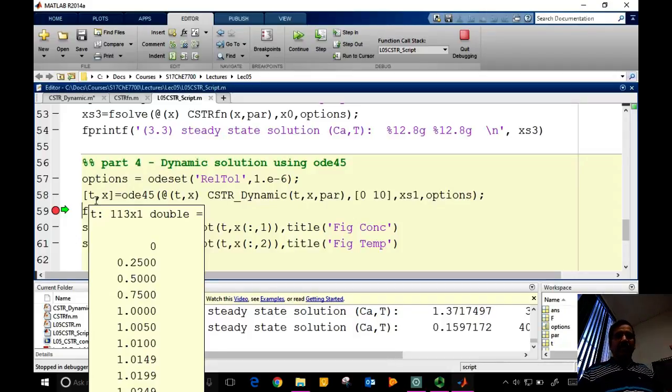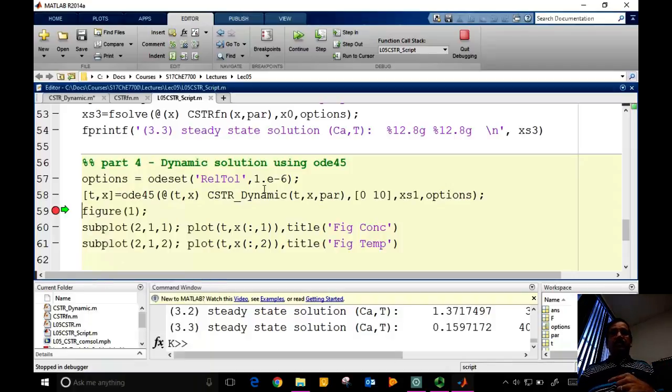How many elements are there? 113. They're not equally spaced. Do you notice that? Initially it was 0.25, 0.5, 0.75, 1, and then it started doing 1.005, 1.01, etc. So the delta T that it takes is dynamically changed. How does it change? What logic does it use to change that? Because we told it that the tolerance must be 10 to the minus 6, meaning the error in CA and T should be less than 10 to the minus 6. Okay, so it uses that.